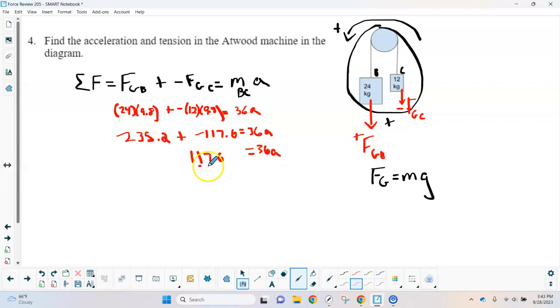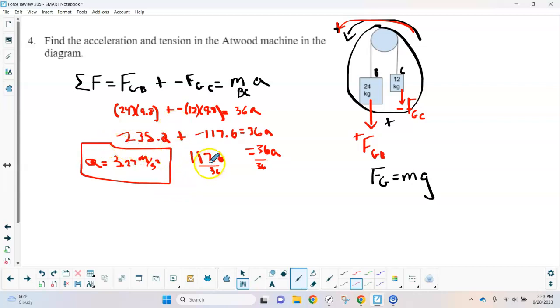So you get the other half remaining, and then you divide through by the 36 on both sides to get the acceleration value. And you should get an acceleration of 3.27 meters per second squared. And that is the direction that we picked going, whatever our positive direction was. So that is the answer to part A, the acceleration of this Atwood machine.